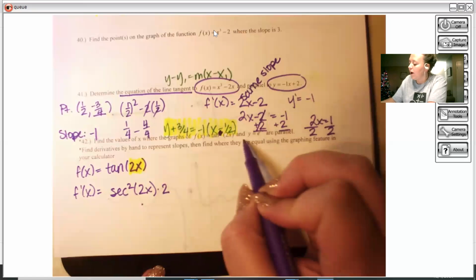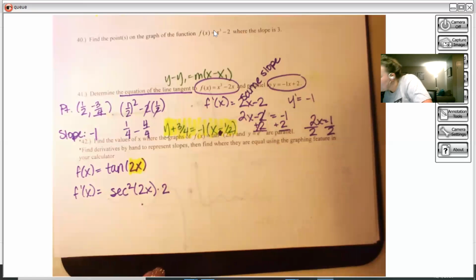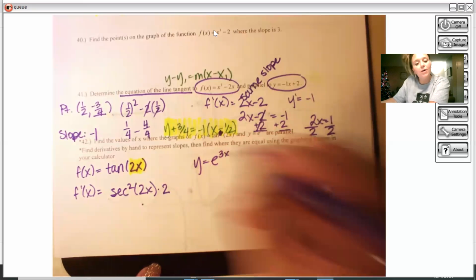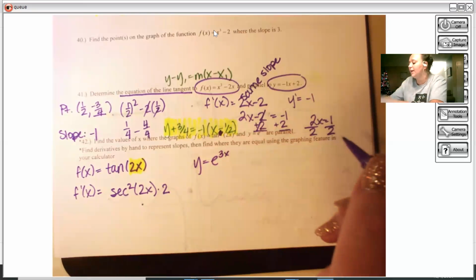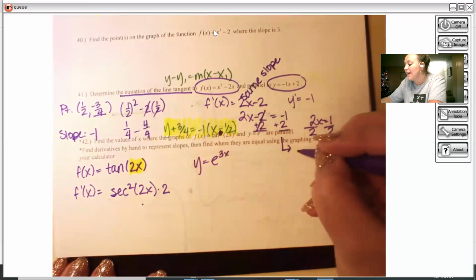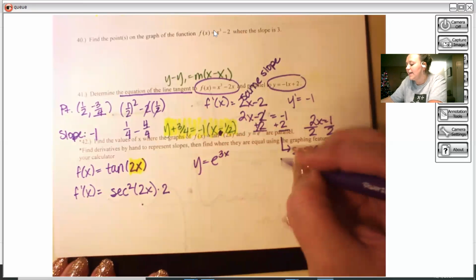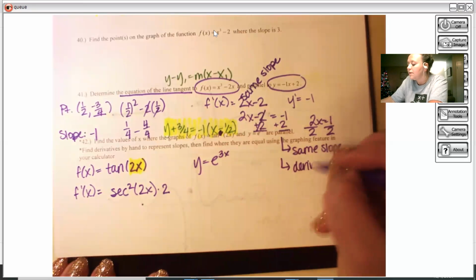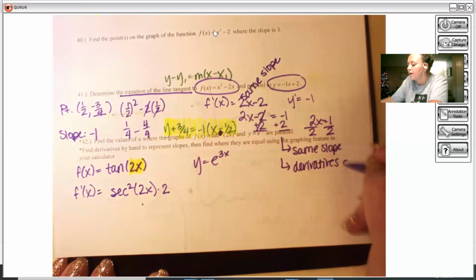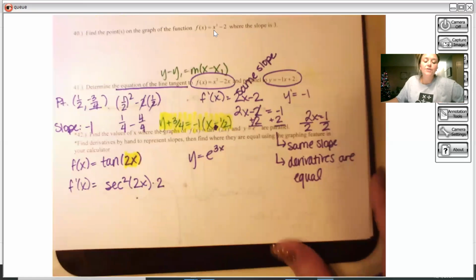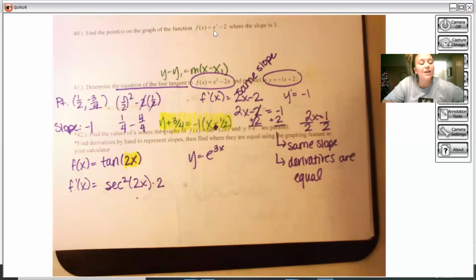Second function is y equals e to the 3x. And then just like the question I just did, if I want them to be parallel, parallel means that I need to have the same slope, and the same slope means that I need to set the derivatives equal. Now, you'll notice you have a little asterisk here. That means we're going to get to do the actual solving part in the calculator, but the derivative you still need to be able to do by yourself.